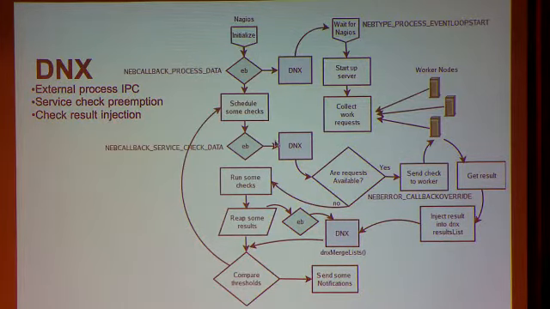And at this point, they're going to check if they have any workers available, and then if they do, they're going to exit with NEB error callback override, which tells Nagios, hey, Nagios, I got this. Don't worry about those service checks anymore. And then Nagios gives up and goes on doing whatever it wants, while DNX, in a separate process, handles the check.